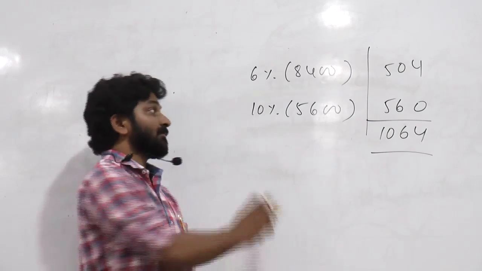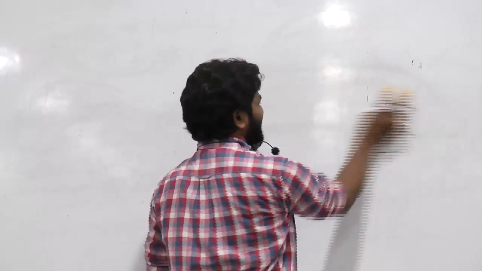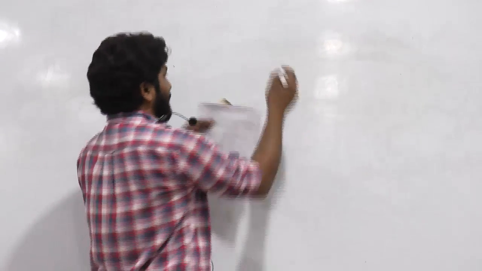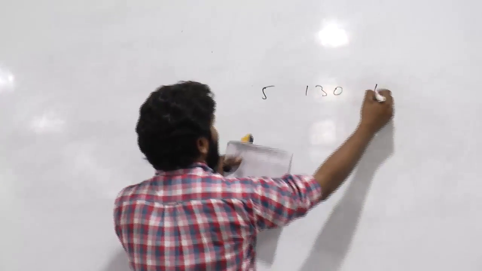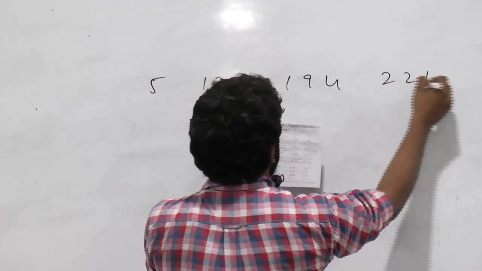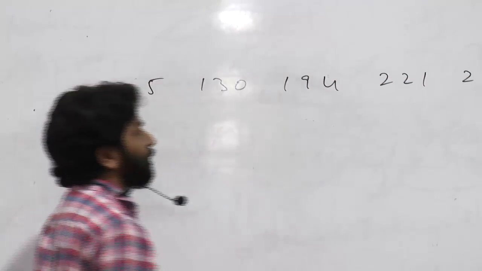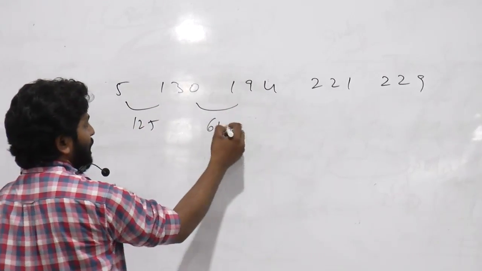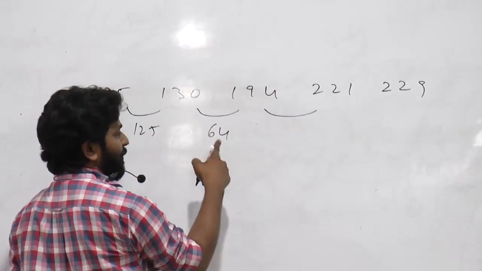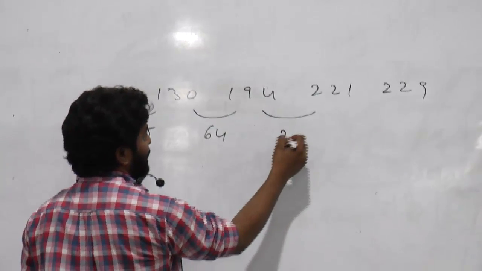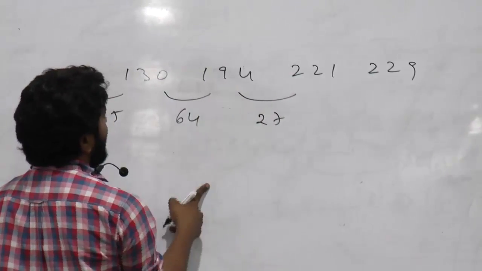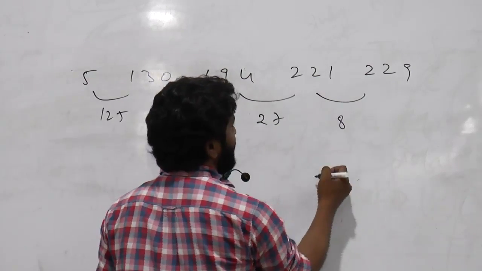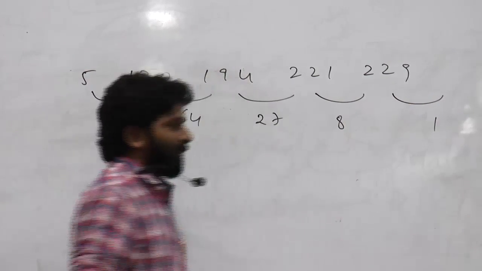Number series. First one is, I think, difference. Hope so, difference. Yes or no? 5, 130, 194, 221, 229. The difference here is 125 and here it is 64, and 5 cube, 4 cube, then 3 cube, 27. And then next is 8, 2 cube. Next 1, 230.